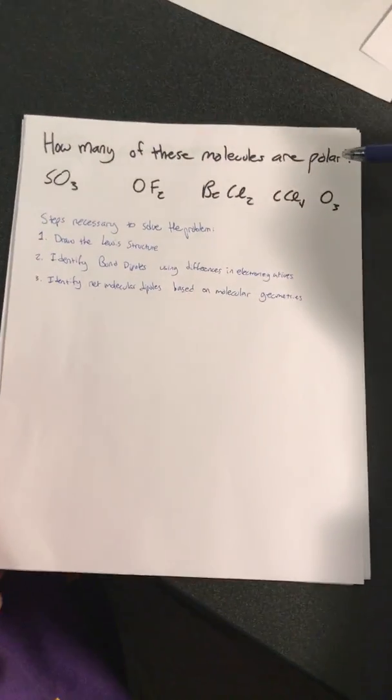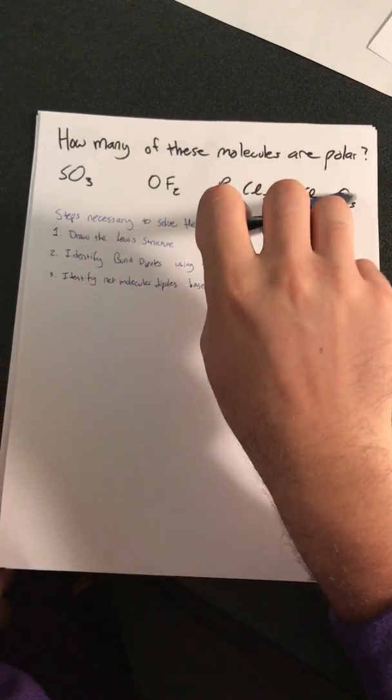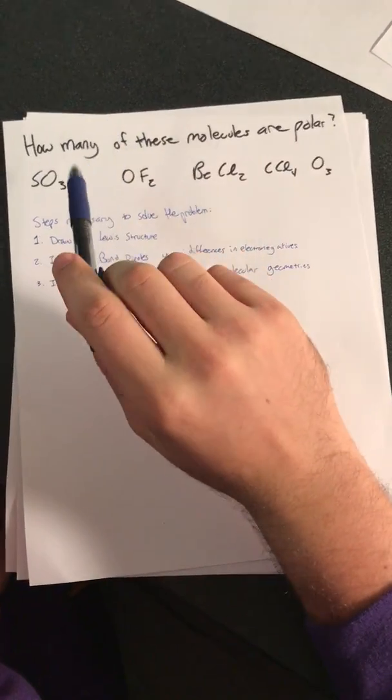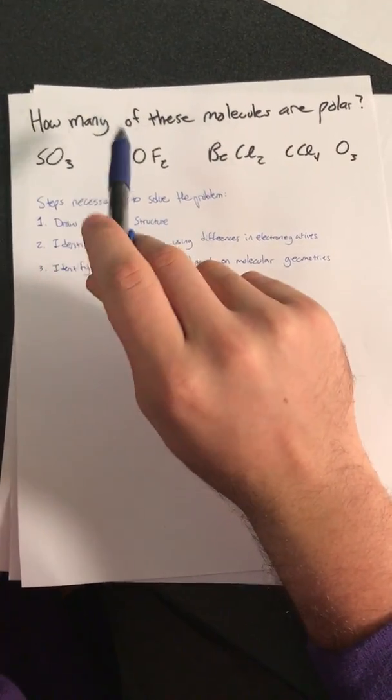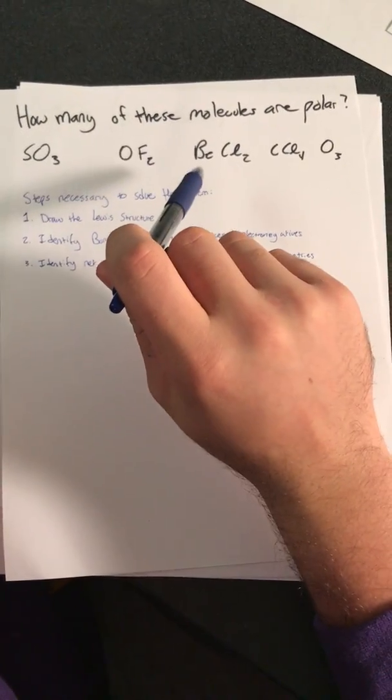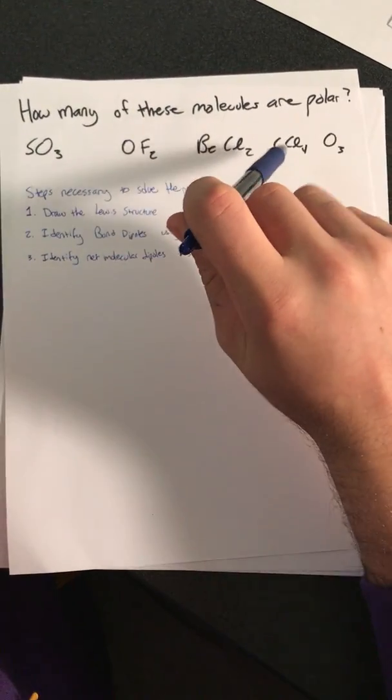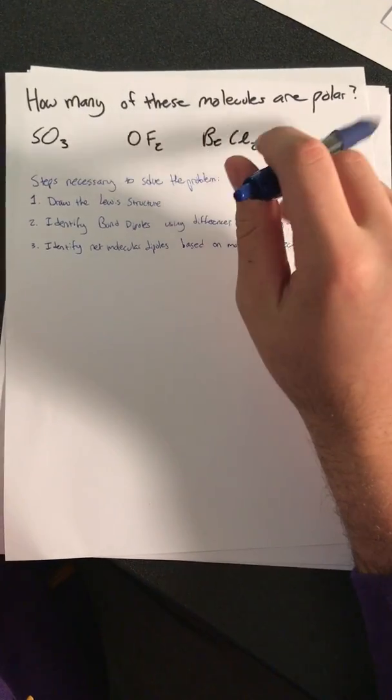Today we are going to be answering the question, how many of these molecules are polar? Here we have sulfur trioxide, oxygen difluoride, beryllium chloride, carbon tetrafluoride, and ozone.